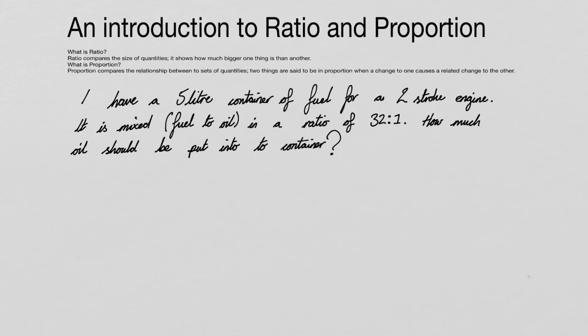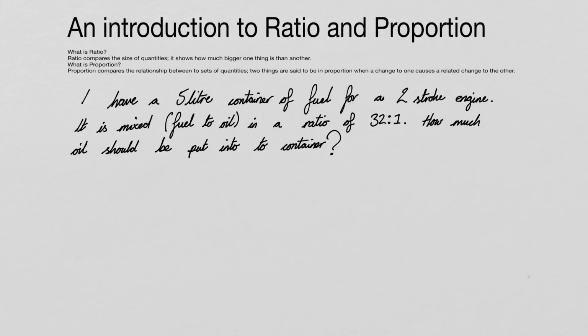Here we have another type of question about ratio. This one's based on a real-world application for ratio, where we're mixing fuel for a 2-stroke engine. We have a 5-litre container or a jerry can of fuel for a 2-stroke engine. Fuel for 2-stroke engines is mixed at a ratio of 32 parts fuel to 1 part oil. This doesn't depend on the size of the container, this is just the ratio. Our container has 5 litres in it, which is 5,000 millilitres. How much oil should be put into this container?